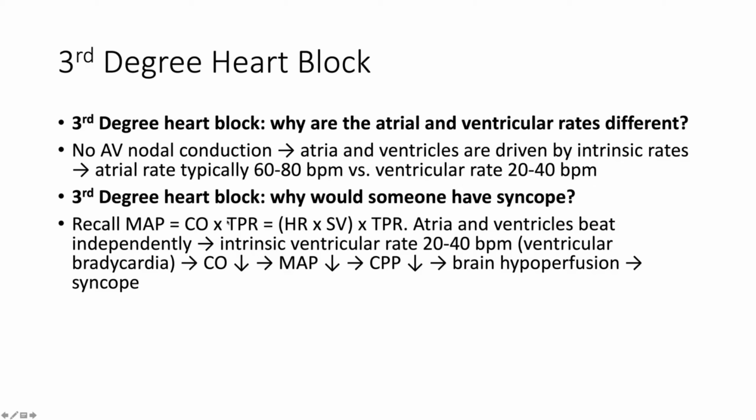Because again, almost all cardiac questions can come back to this, right? MAP is cardiac output times TPR, which equals heart rate times stroke volume times TPR. If my ventricular rate is only 40, if my heart rate suddenly drops to 40, really low, then my cardiac output's going to go low. My cardiac output's down, my MAP is down, my cerebral perfusion pressure is down, I'm going to get brain hypoperfusion. That's going to lead to syncope.